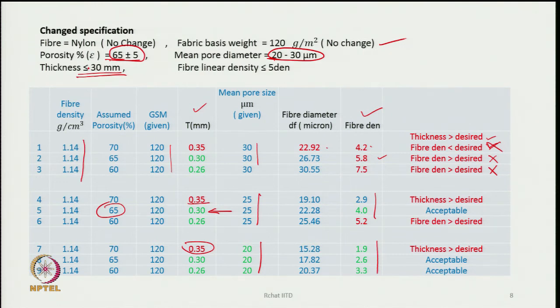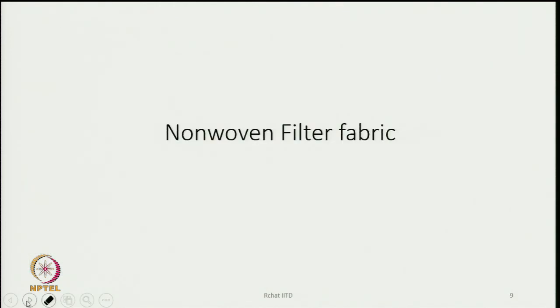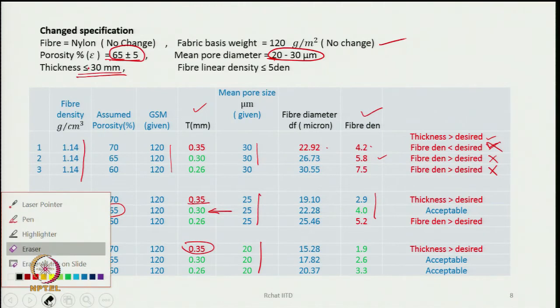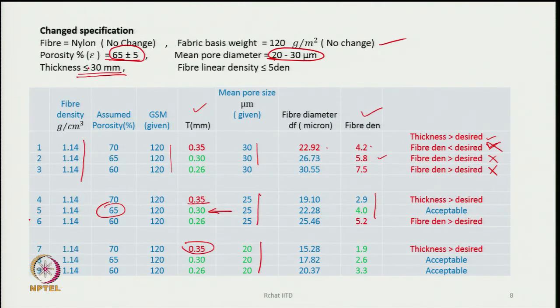Similarly, we go to the last one, where we see that in the first case we have to reject it because thickness is more than 0.3, but for other two cases, what we see here, in both these cases, in this case and this case both are acceptable, because fiber denier wise it is less than 5 and thickness wise is also 0.3 or less. So, we get 3 answers now.